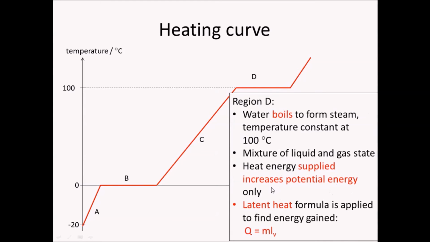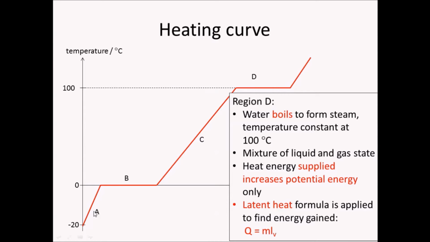And last, region D is when water boils to form steam at a constant temperature of 100 degrees. The mixture is liquid and gas. The heat supplied is used to increase the potential energy only, and the latent heat formula is used: Q = mL_V. So in short, we can look at the regions in two ways: kinetic versus potential, as well as heat capacity versus latent heat.